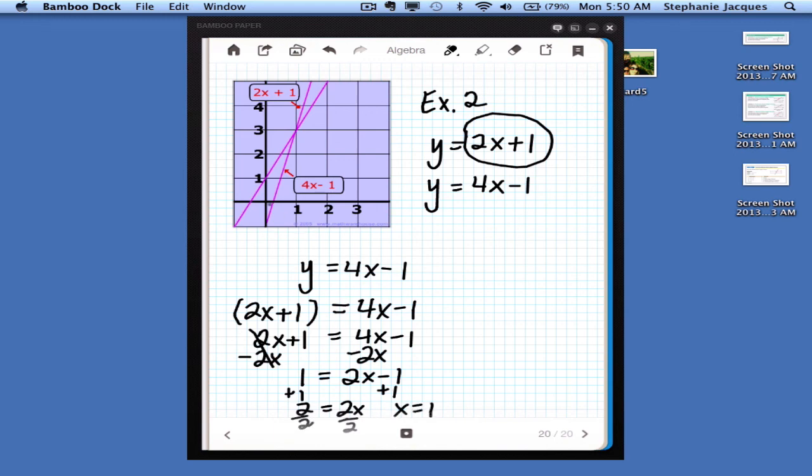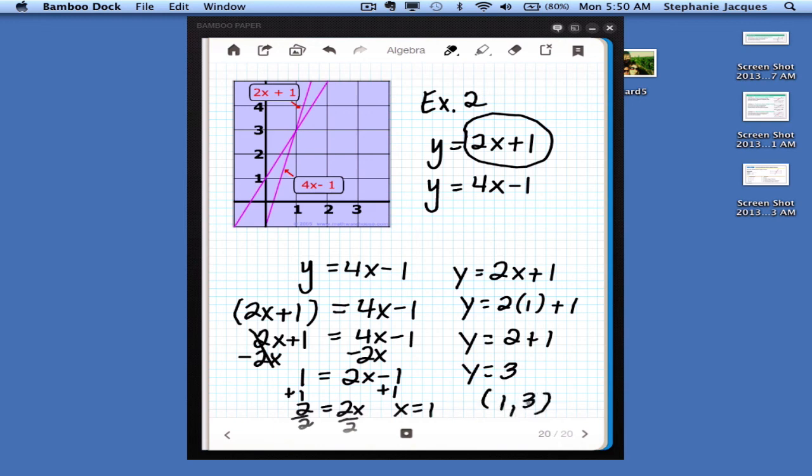Let me check. I'm going to go over 1. Is it underneath that point of intersection right there? Yep. I'm going to take the other equation. So I'm going to go y equals 2x plus 1. I'm going to plug in what I got for x. So y equals 2 times 1, and y equals 2 plus 1. Y equals 3. So I have 1 comma 3. And let's look over. Over 1, up 3. Point of intersection.